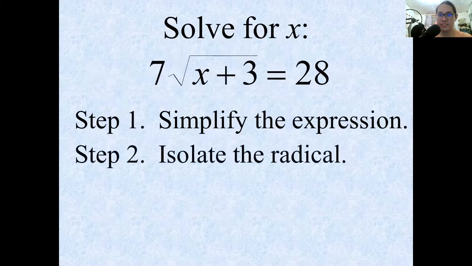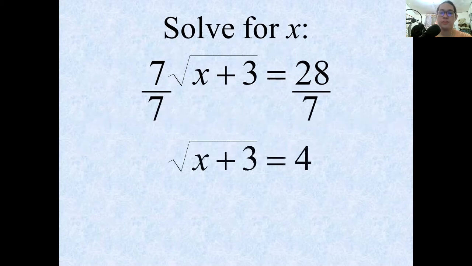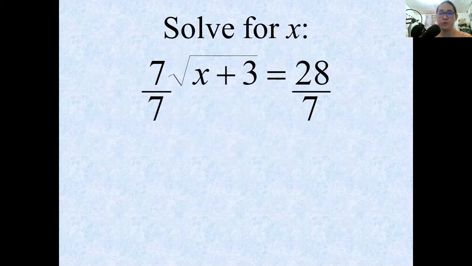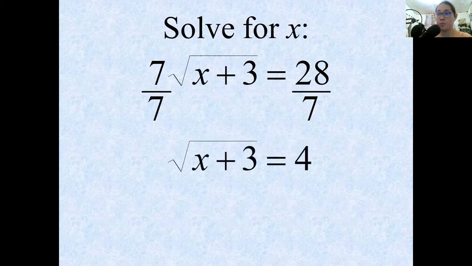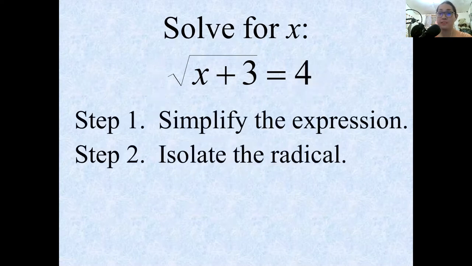Now solve for x. Before you can solve for x, you have to isolate the radical. There is 7 as its coefficient, so what will you do? You will divide both sides of the equation by 7 to remove the 7 and isolate the expression that has a radical. So you have the square root of x plus 3 equal to 4, since 28 divided by 7 is 4.